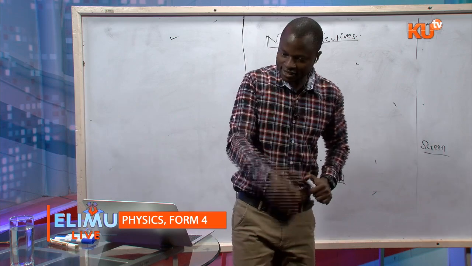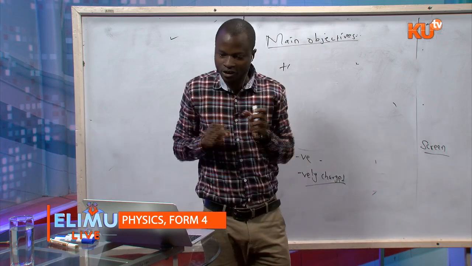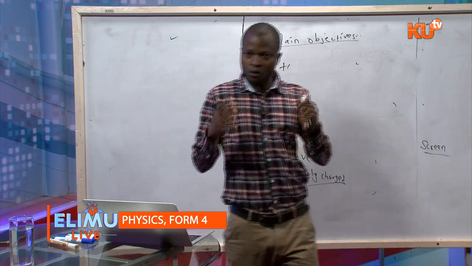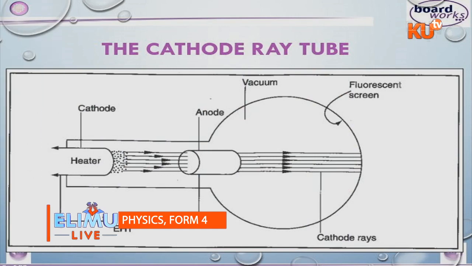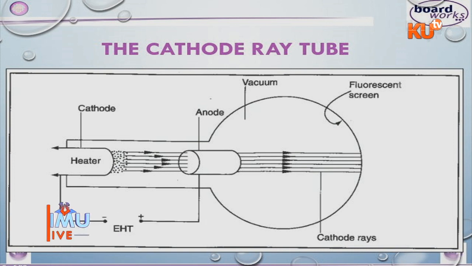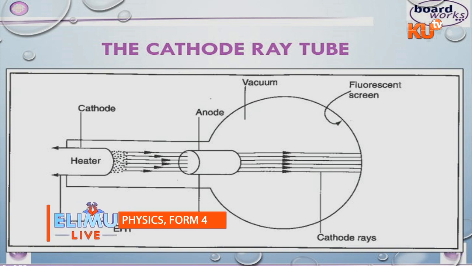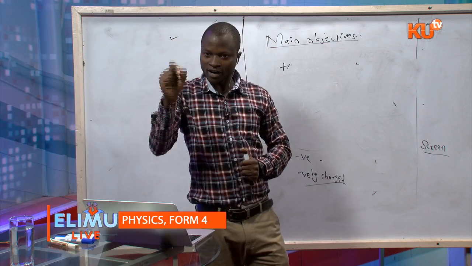Now, in the next slide, we have the cathode ray tube. You are supposed to familiarize yourself with this diagram. Someone can ask you, using a well-labeled diagram of a cathode ray tube, explain the production of what? Of cathode rays.